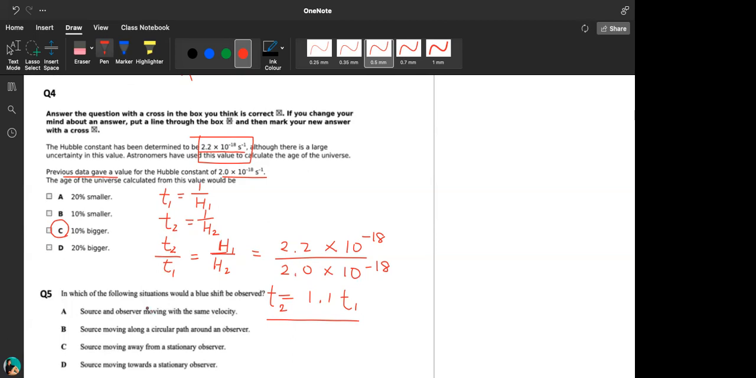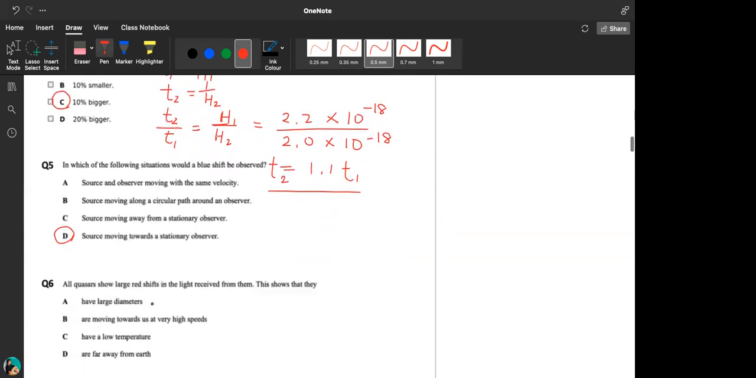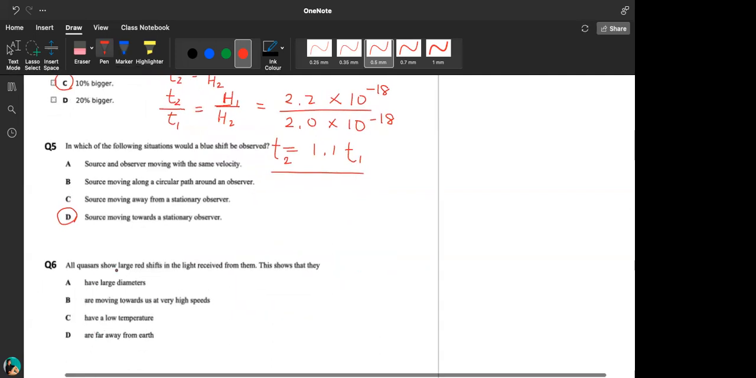Question 5, in which one of the following situations would a blue shift be observed? Source moving towards a stationary observer. Okay, and the last one, all quasars show large redshift in the light received from them. This shows that they are far away from Earth. Okay, so this one is related to what? The Hubble constant. And also the Doppler shift. 6 is D.